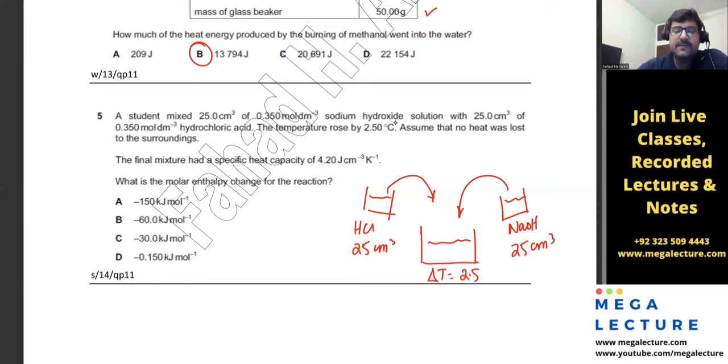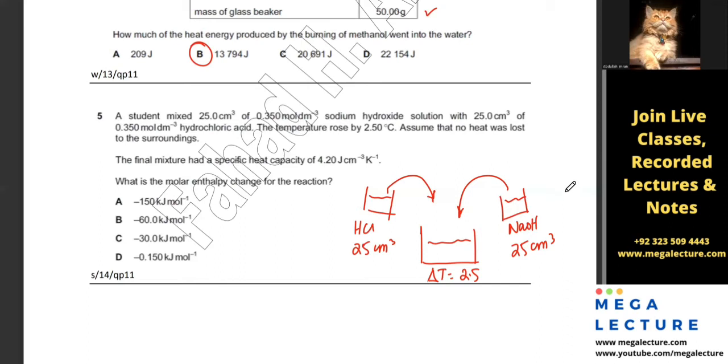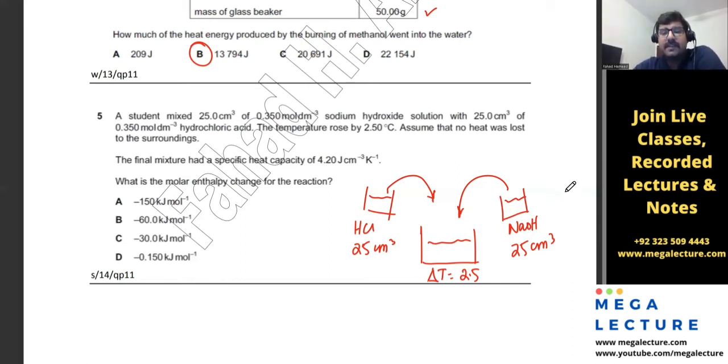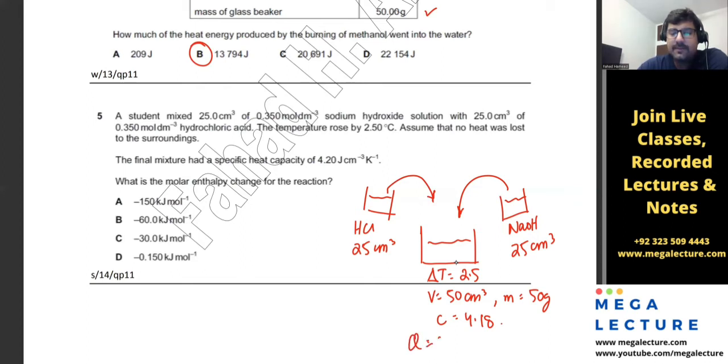Abhisar, what is the final volume of the solution? This final volume? 50. It's going to be 50. Remember this, because when you mix solutions, the final volume is the total volume of the two solutions. 25 plus 25. So the final solution is going to have a volume of 50 cm cube, which basically means that the mass is going to be 50 grams. And we know the specific heat capacity, that's 4.18, right? So use Q is equal to MC delta T. So it's going to be 50 times 2.5 times 4.18. What are we getting for this?